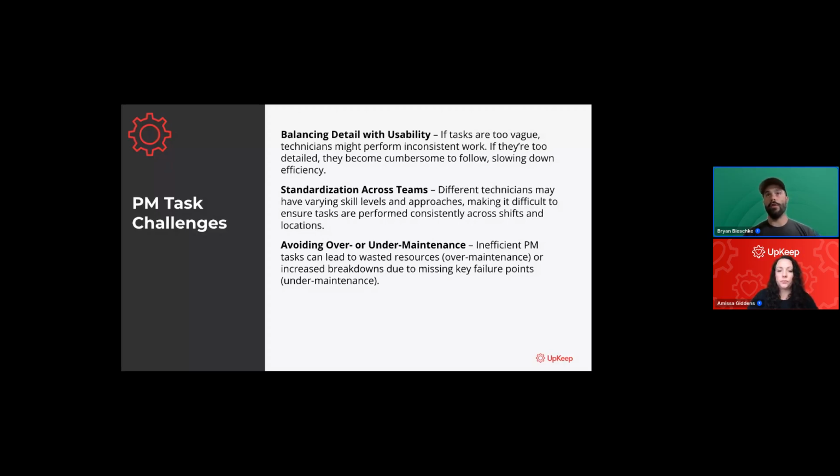And then avoiding over/under maintenance, right? The best way to do maintenance is at the right time, at the right cost. You know, there's a whole bunch of rights we can say when it comes to performing maintenance, but we certainly don't want to over-maintain things, and we certainly don't want to under-maintain things.